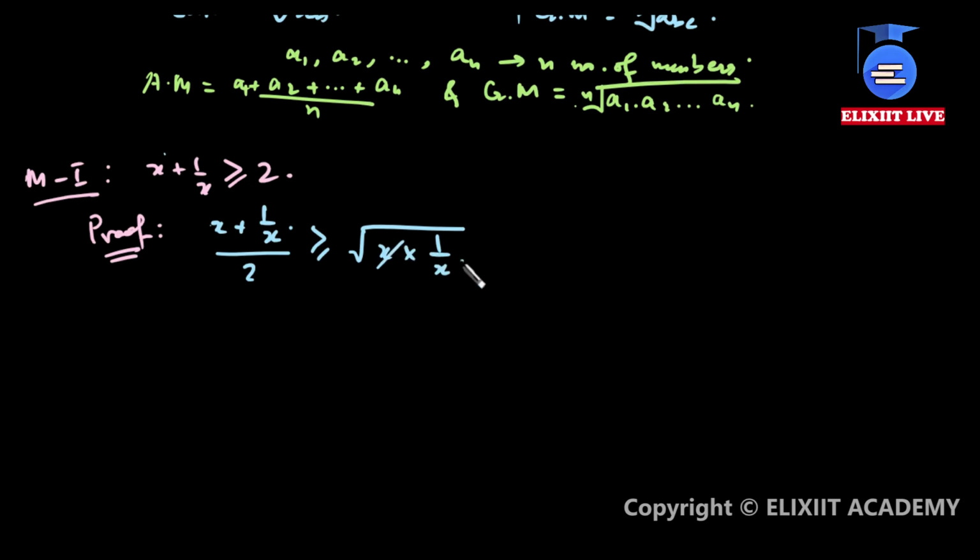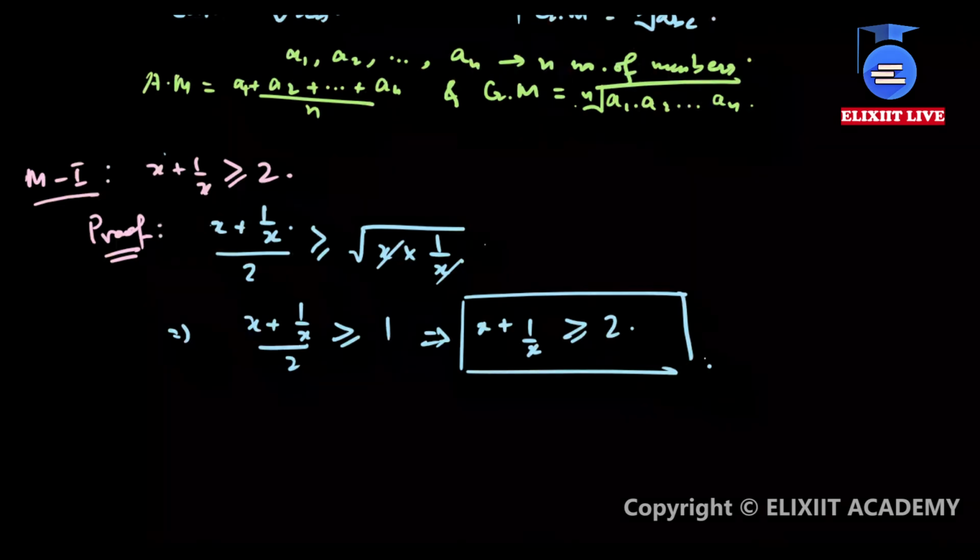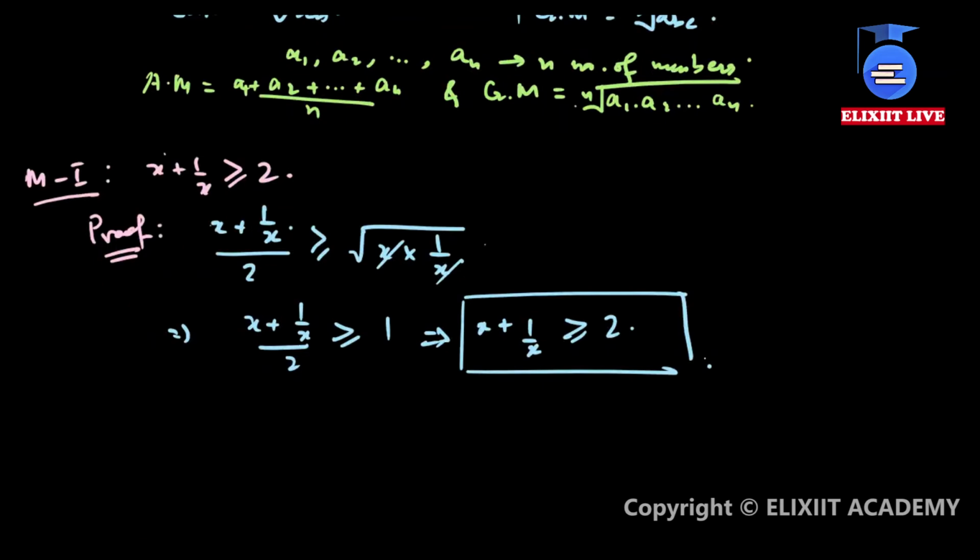So x and x cancel out. Here we have square root of 1, and square root of 1 is 1. So ultimately we are getting x plus 1 by x divided by 2 greater than or equal to 1. And if you cross multiply by 2, 2 being a positive quantity, you can multiply both sides by 2. So this becomes greater than or equal to 2. This is how we prove this inequality: x plus 1 by x is greater than or equal to 2. This is point number 1. Is this clear to all?